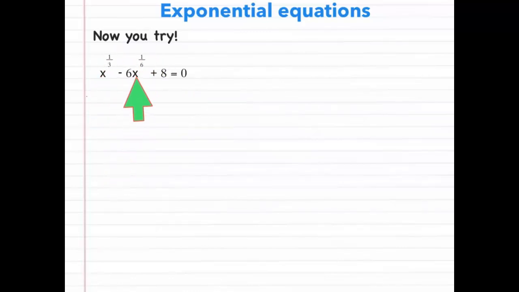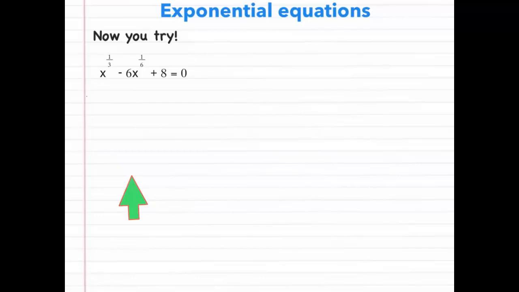So again, is it really a trinomial? Yes, because a sixth is half of a third. And you can try this, because if you take a third and you simply divide it by 2, you'll see that you get a sixth. So this is a trinomial, because that middle term's x exponent is half of the first term's exponent.